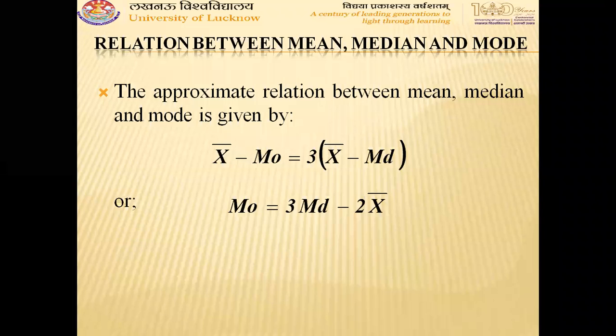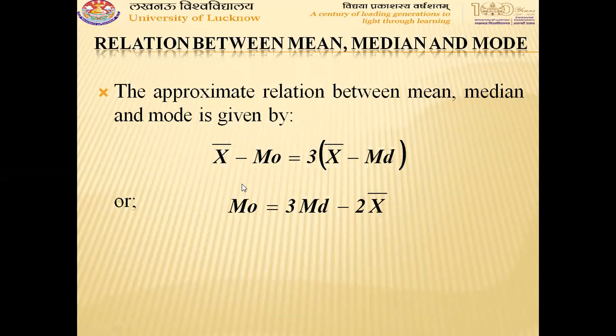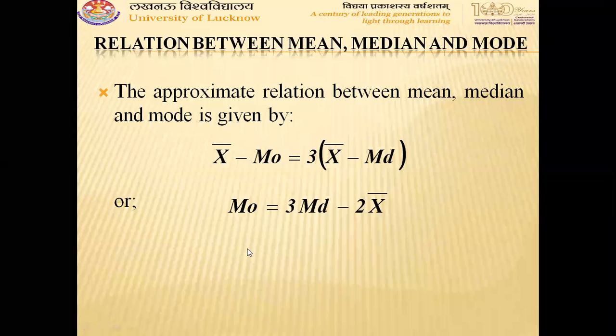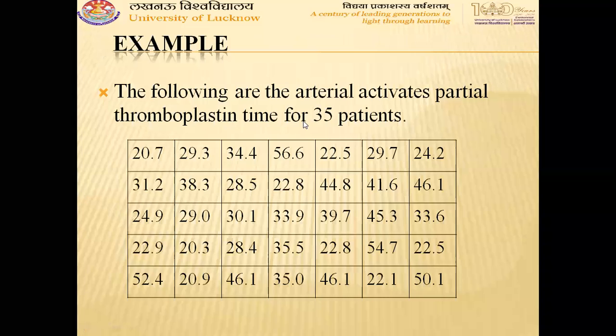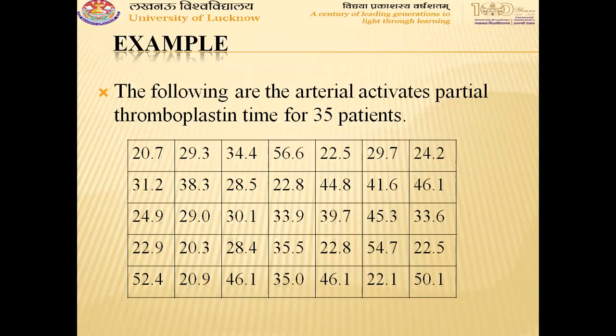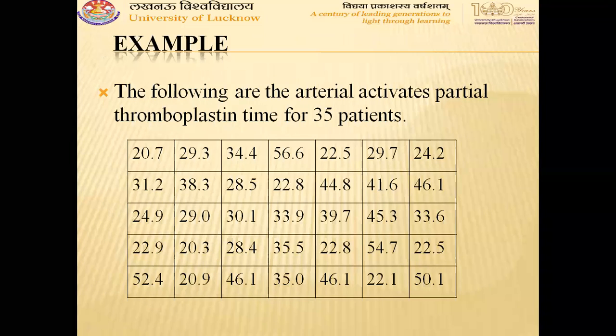But if data is available, then we have to calculate it from the data. If data is not available, then we have to go for these formulas, as these are approximate relationships, not the exact relationship. So how we calculate these quantities will be discussed with the help of some examples.